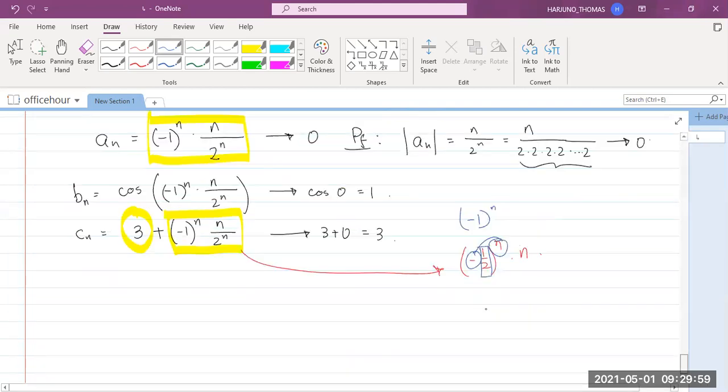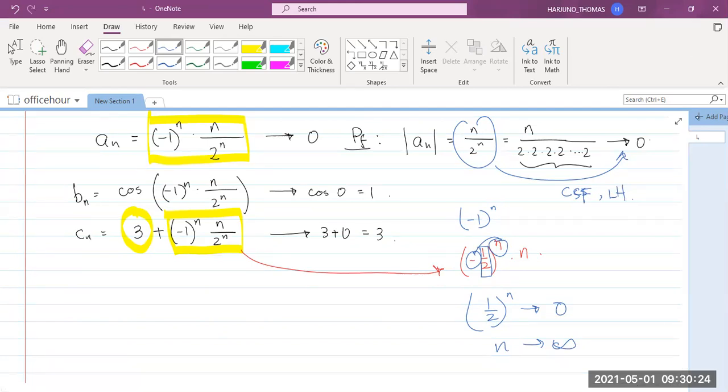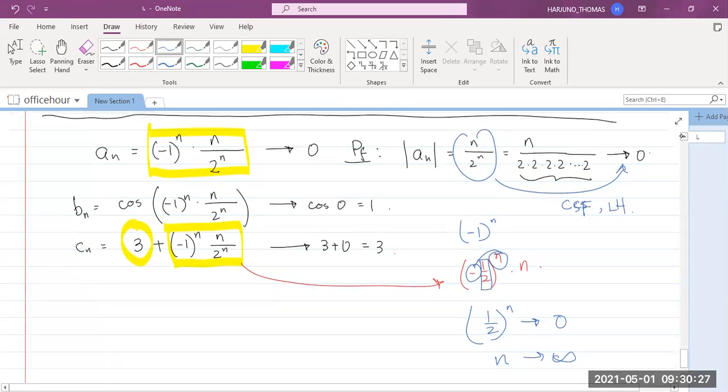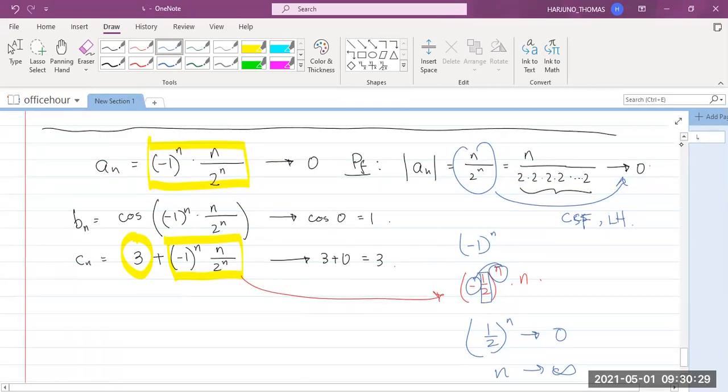Okay. Now the thing is, this 1/2 to the n converges to 0 as n goes to infinity. So when you try to show the convergence, you're supposed to use the continuous superposition function. And then after that, you need to use L'Hopital's rule somewhere in between. We know that linear functions grow slower. It grows to infinity, but it grows slower compared to an exponential function.